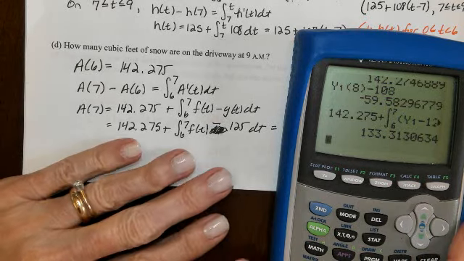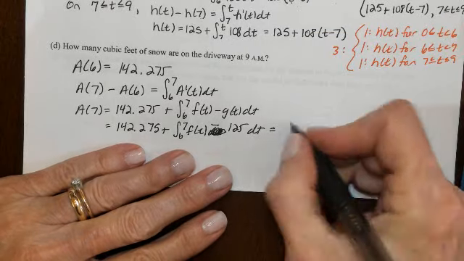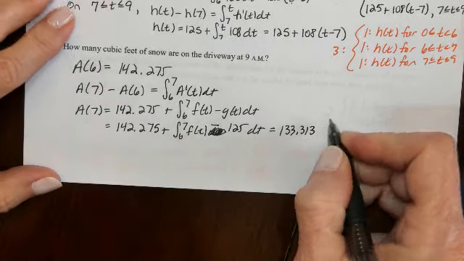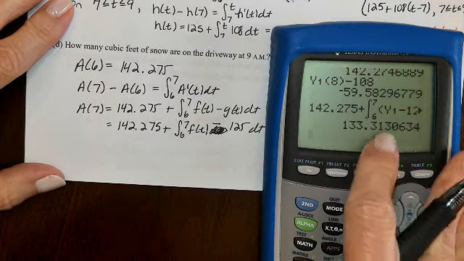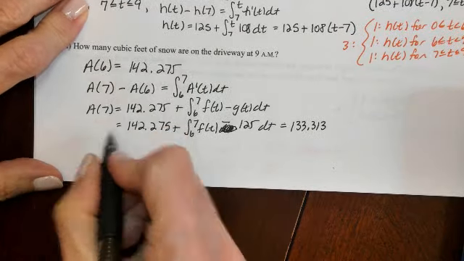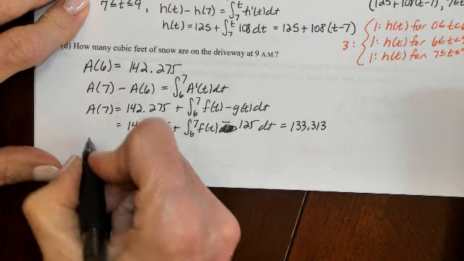So 133.313. Okay, but I'm going to use the exact number when I go to the next step. Now I go to the last time interval.